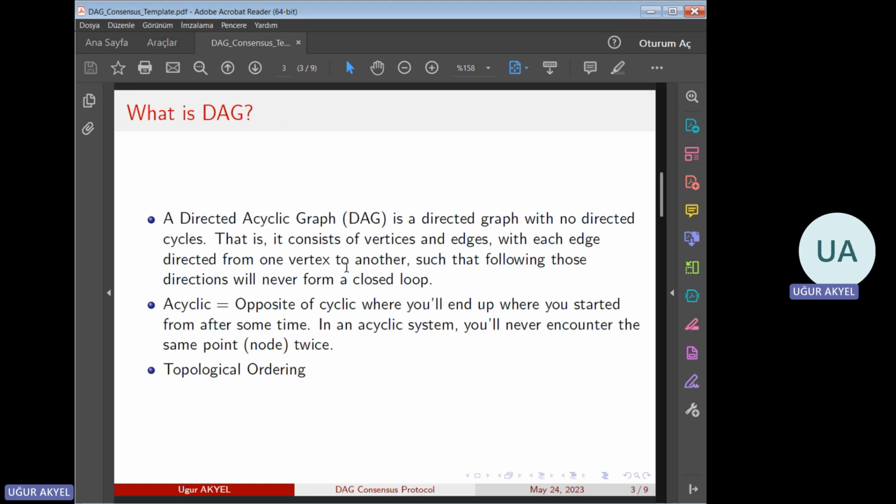What's a DAG? A directed acyclic graph is a directed graph with no directed cycles. It consists of vertices and edges, with each edge directed from one vertex to another, such that following those directions will never form a closed loop.